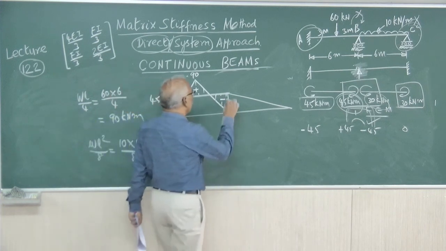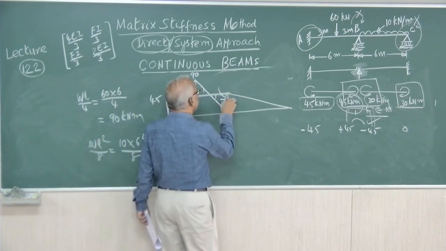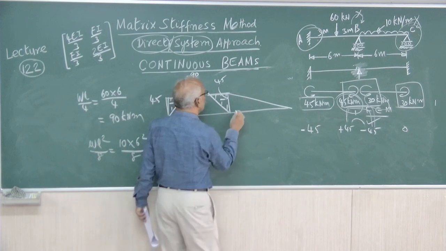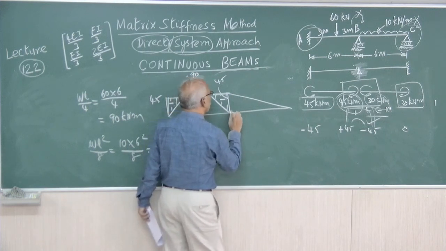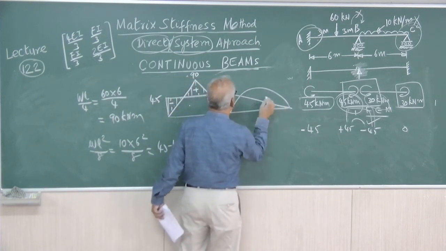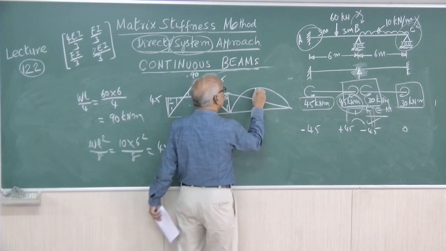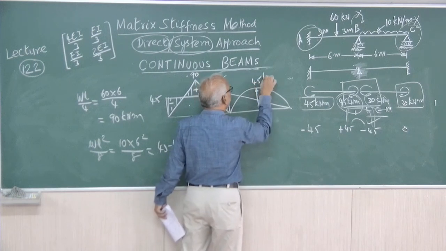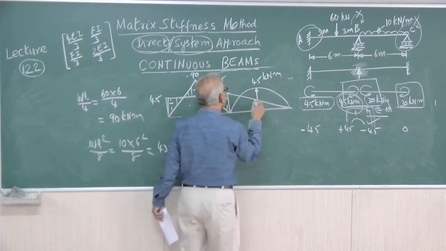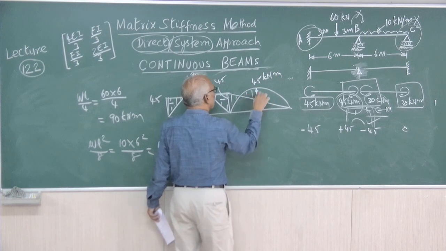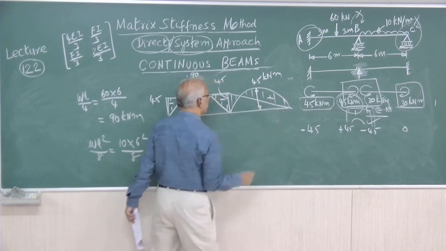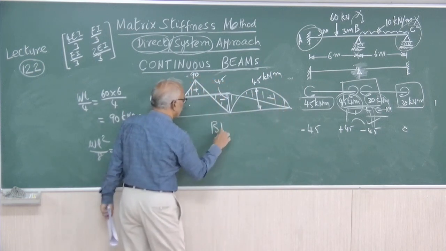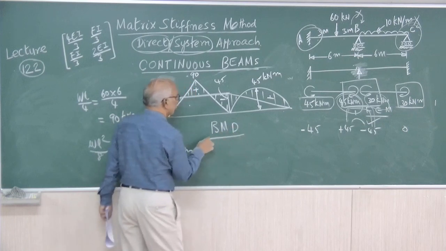So in the middle, when this is 45, the middle is 22.5. Therefore, it will also be of the same height. So actually it will be a little above. Anyway, the total value here is also 45 kilonewton meter. So this is the bending moment diagram for the given beam.